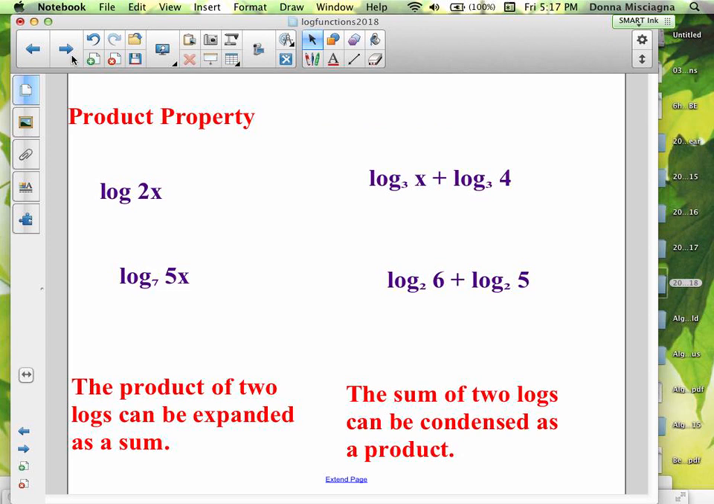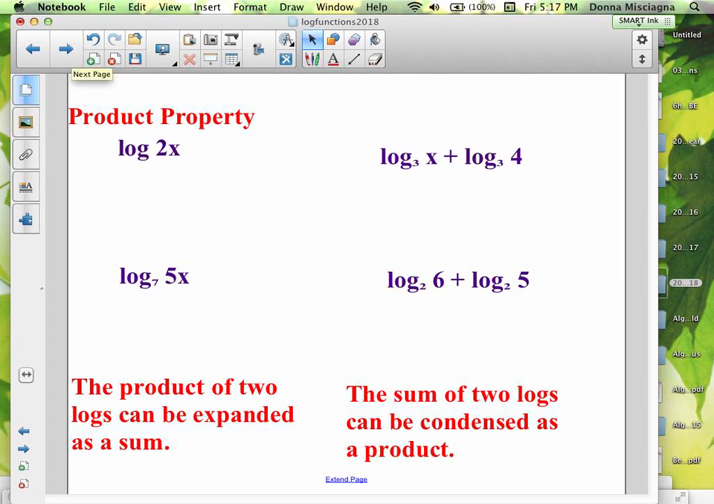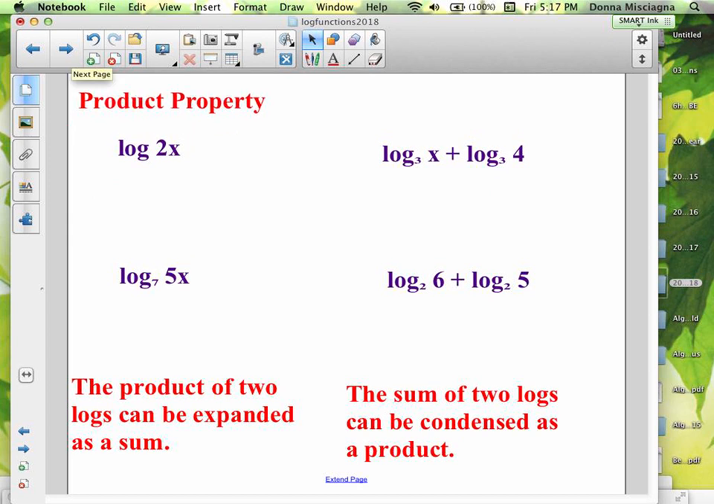There we go. So we have the product property. I have these in your notes for you, and you'll fill them in along with me. Over here, we're going to expand. So notice at the bottom there, it says the product of two logs can be expanded as a sum.